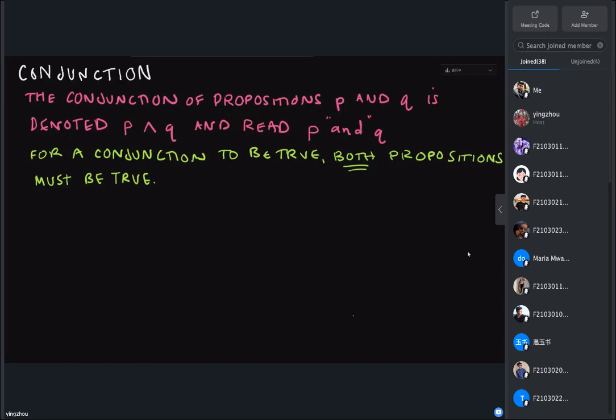For a conjunction to be true, both propositions must be true. So we're going to create the truth table together. But it's also important to think about the fact that P and Q represent statements. So let's say P is, it is raining.